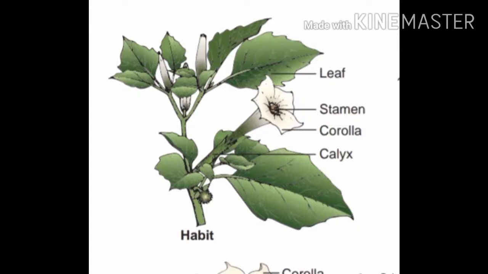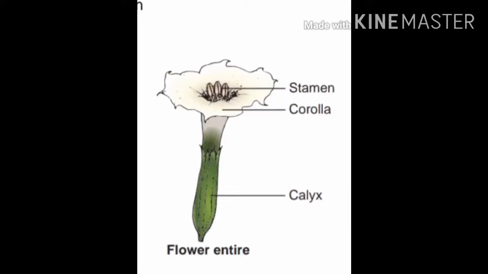And flowers are large. Mostly it will be greenish white in color. Bracts will be present below, bracteoles will not be present, so it is ebracteolate. And we'll see the character of the flower now.